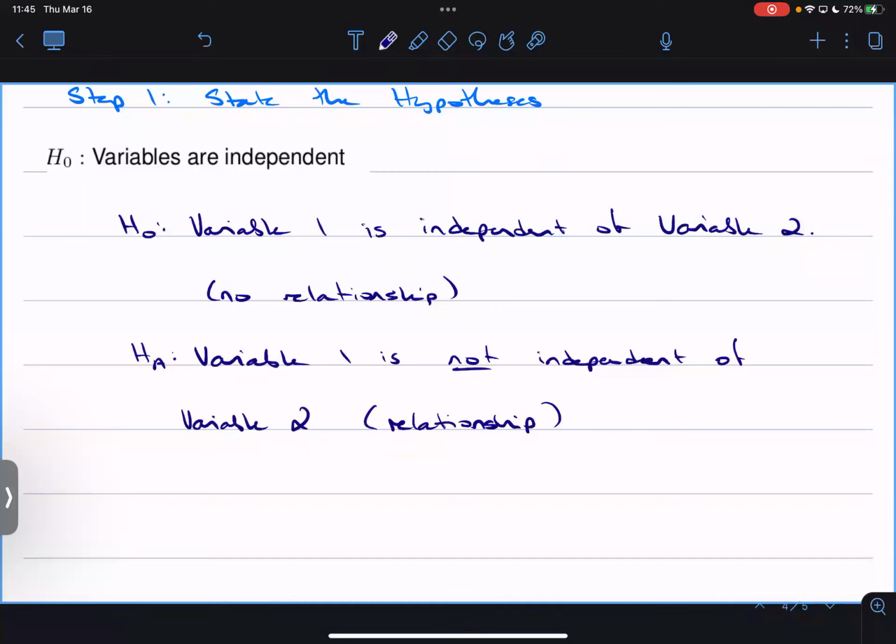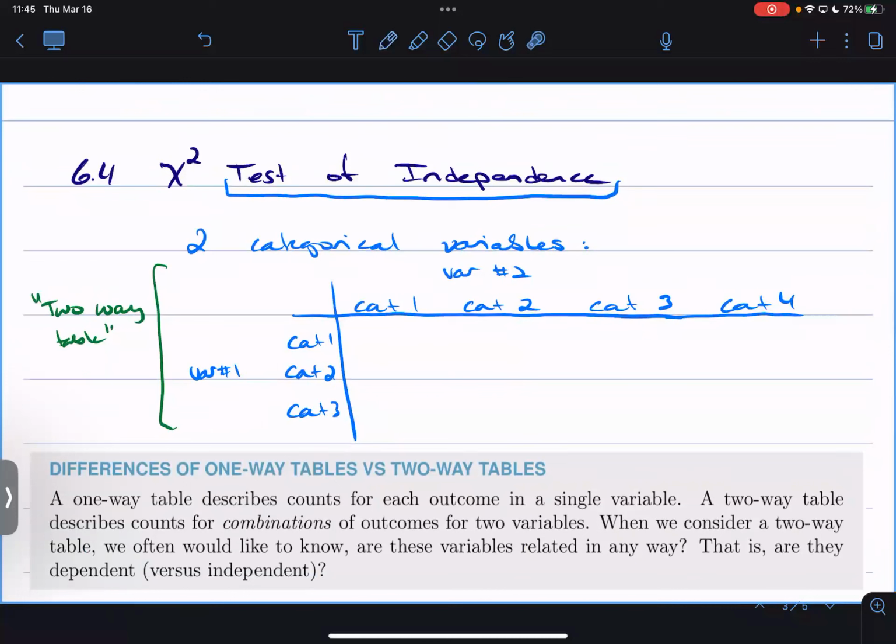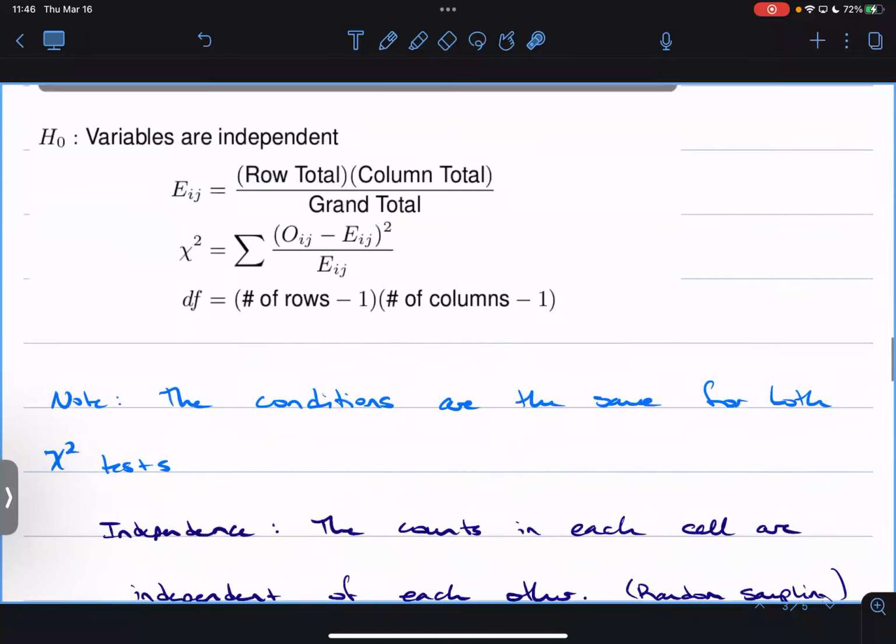Variable 1 and variable 2, it doesn't matter, right? So here in this table, I use this as variable 1 and this is variable 2. I could have flipped those. It doesn't actually matter, right? This could be variable 1 and this could be variable 2, as long as you just keep them separate.